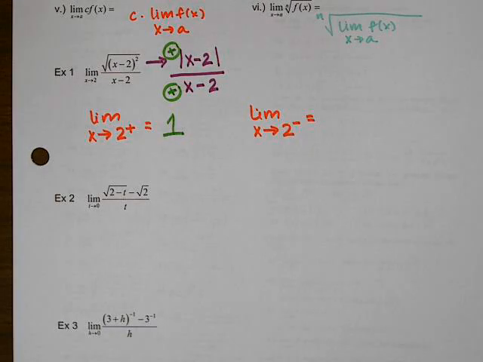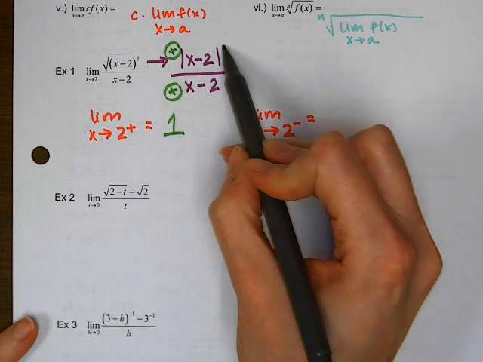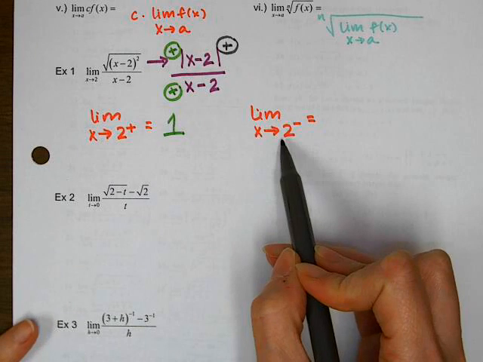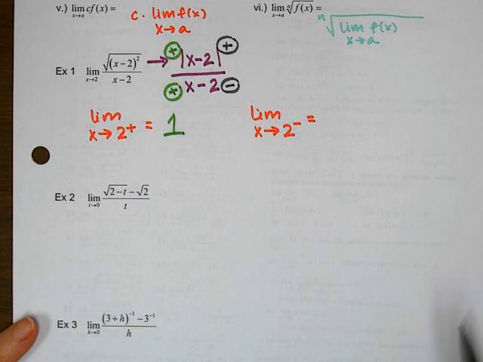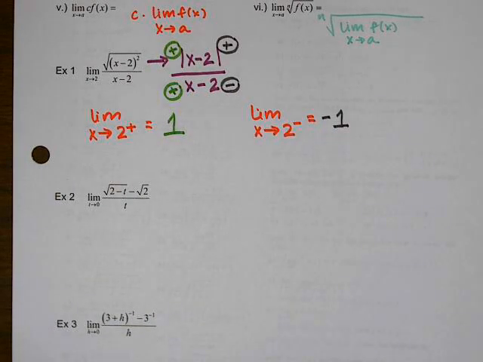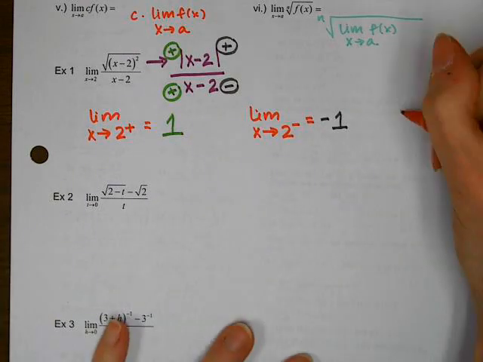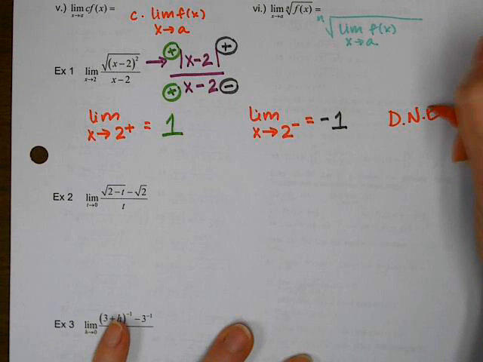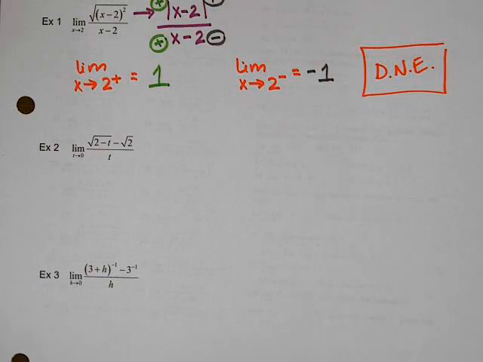But if you're coming at it from the left, you're plugging in numbers that are less than 2. Well, that'll make the denominator negative, since a number less than 2 minus 2 is negative, while the absolute value is positive. So instead of being 1, this one-sided limit will be -1. And then because the one-sided limits do not match, the limit does not exist as you approach 2. All right, so nothing too new right there.